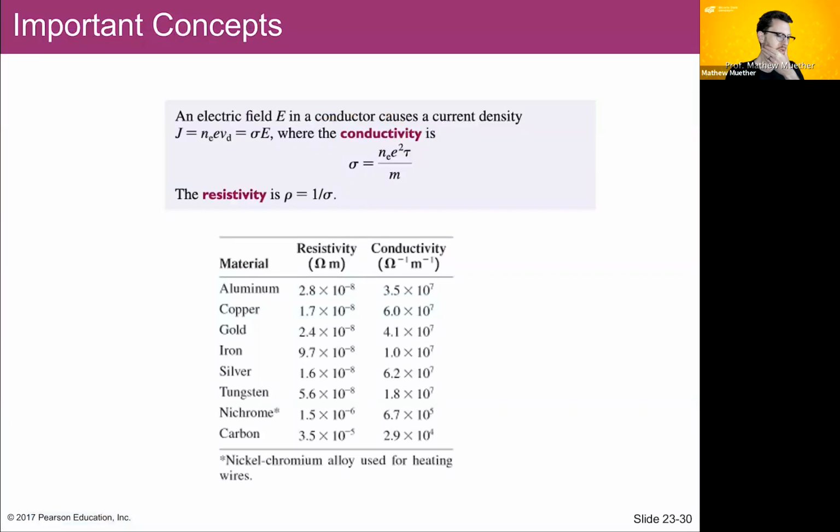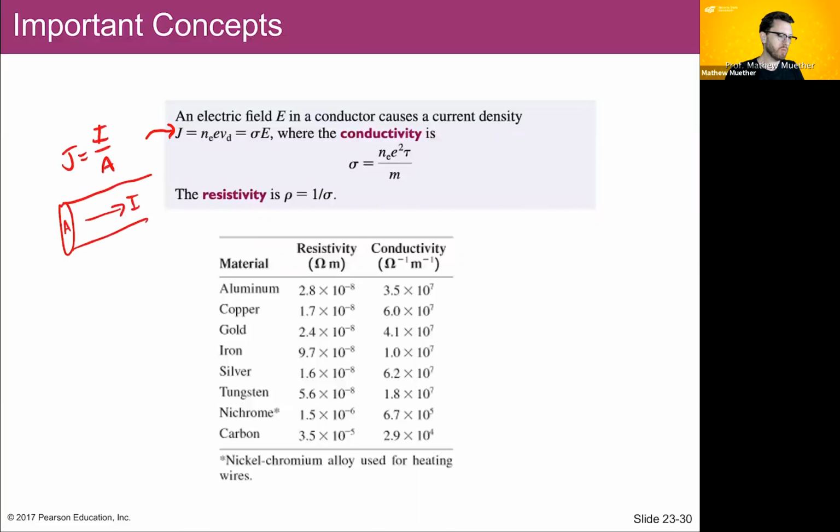Okay, so here's the idea. Remember, we introduced yesterday this idea of a current density. This thing J was equal to the amount of current per unit area that flows through some material. So if I had some material and it has some cross-sectional area A and there's some current I flowing through it, I can calculate that current density.